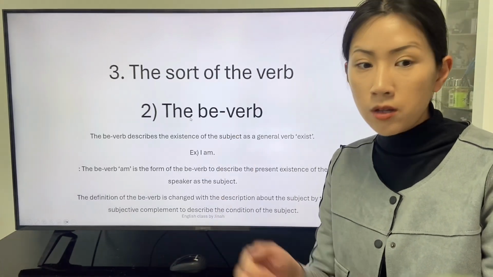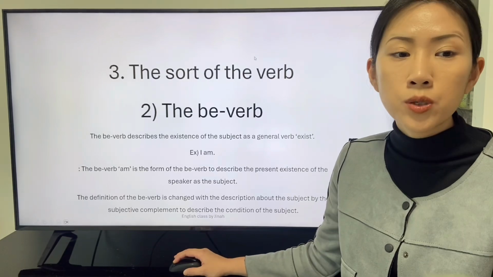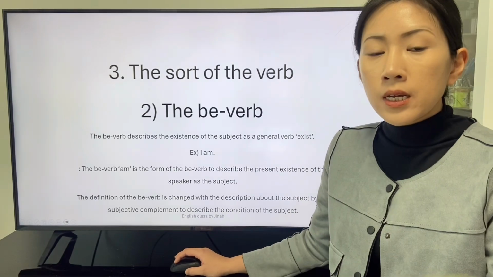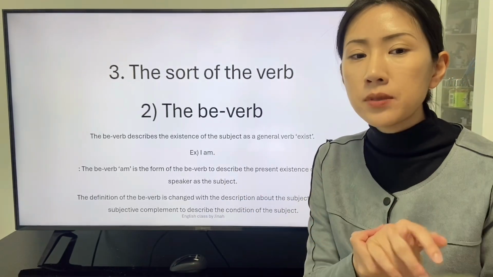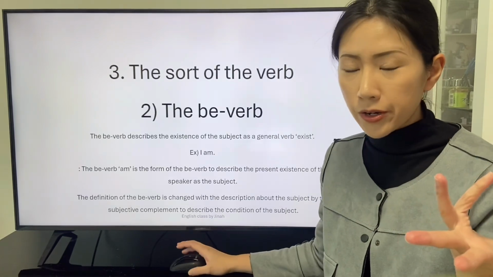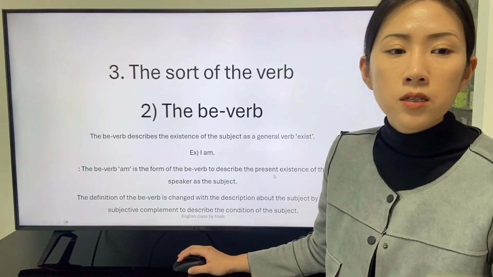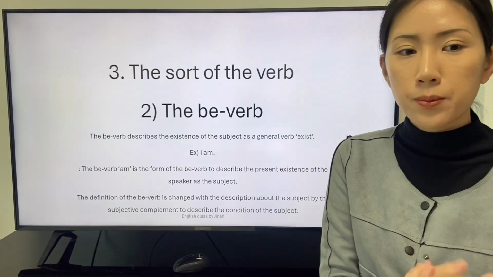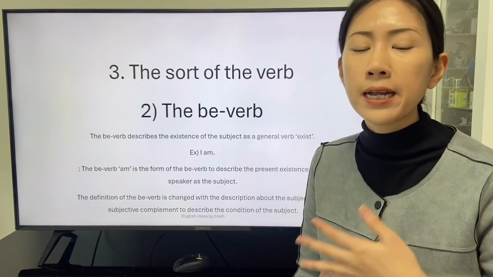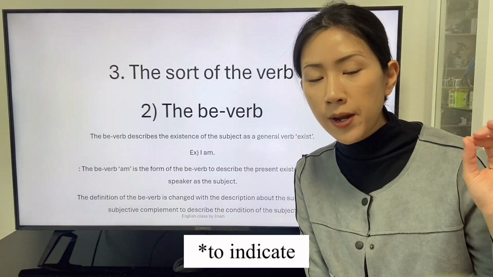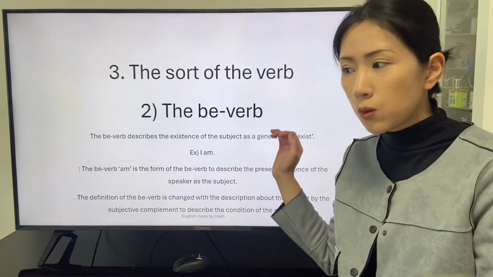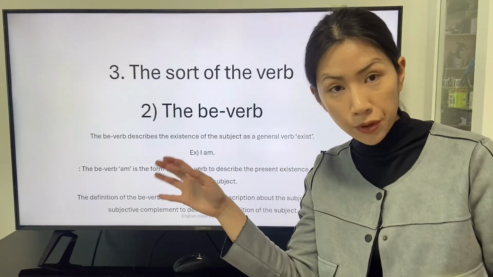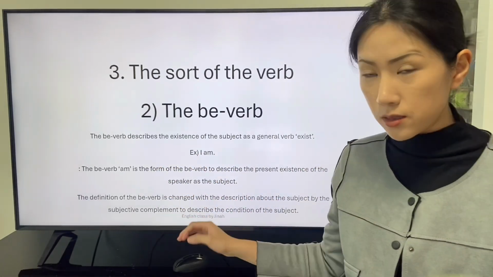For example, there is a clause, I am. The be-verb am is one of the forms of the be-verb to describe the present existence. In this clause, the be-verb am describes the existence of the speaker, who is the subject. The definition of the be-verb is changed, unlike the general verb, with the description about the subject by the subjective complement, the condition of the subject. With the subjective complement, what the subject is, who the subject is, or how the subject is.